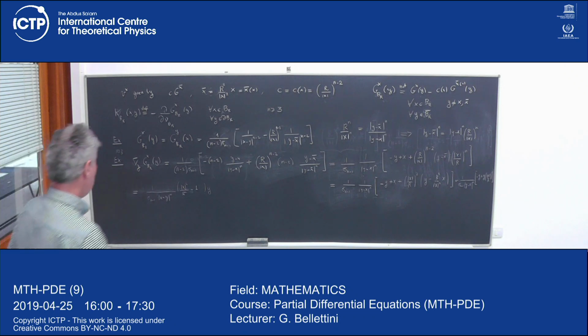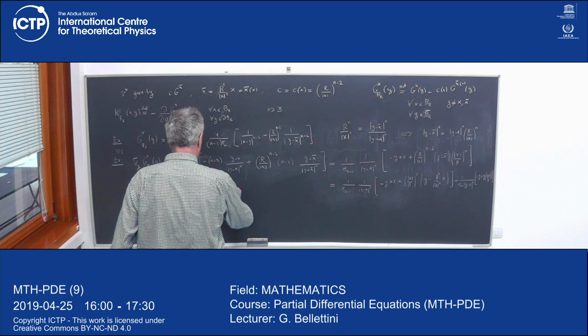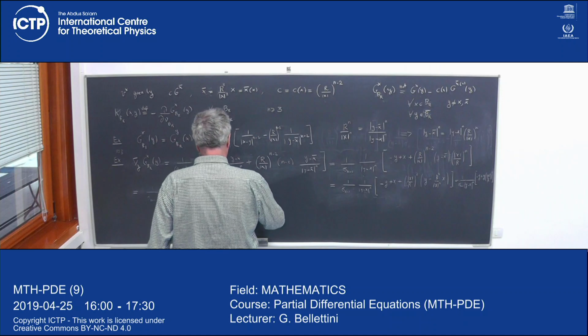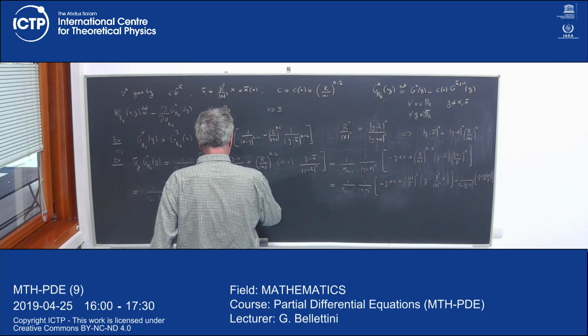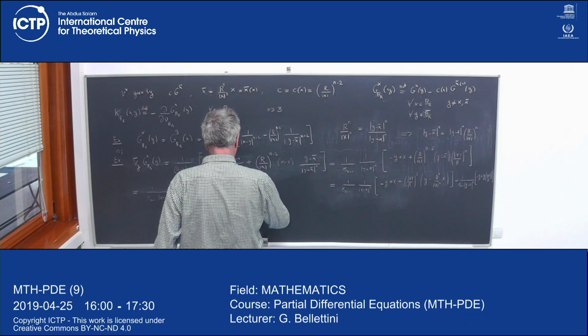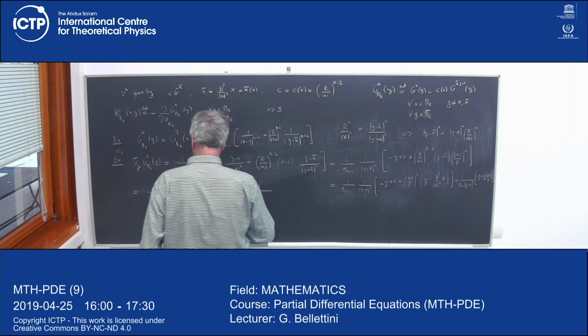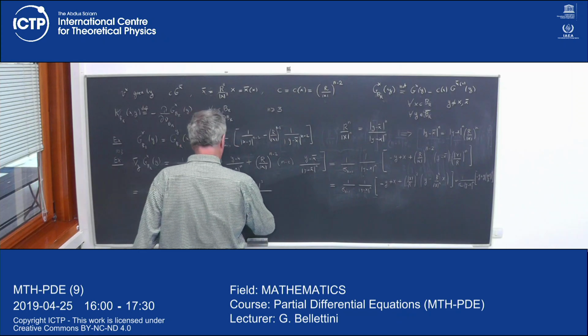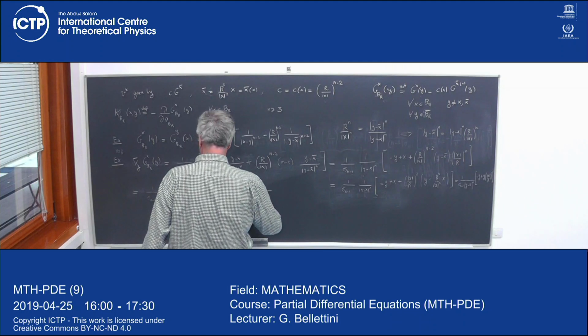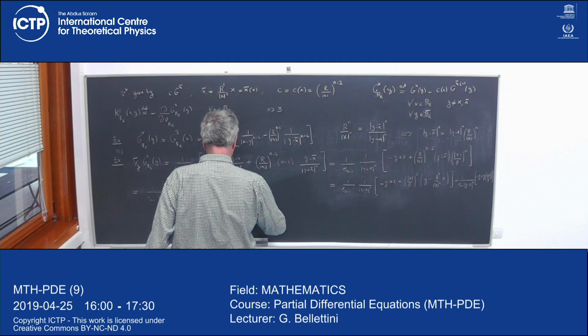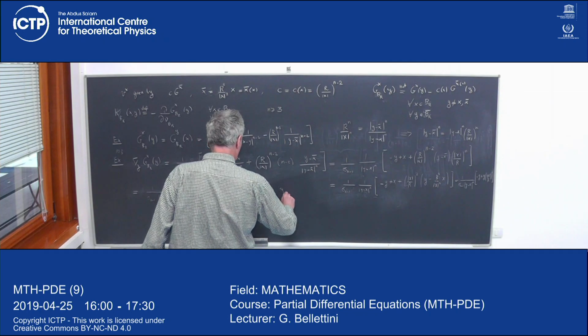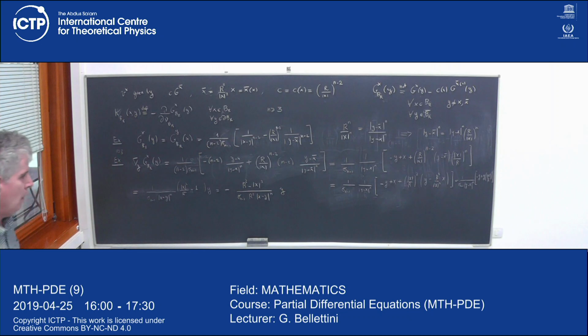So this is equal to minus r squared minus x squared divided by sigma n minus 1 r squared, x minus y to the n. Which now, is it okay?